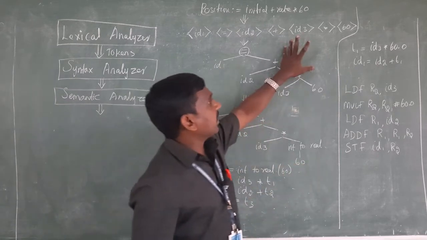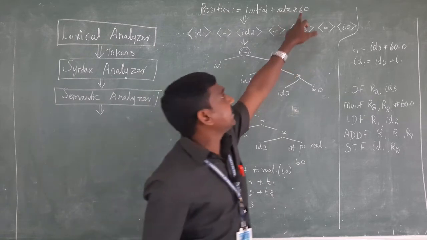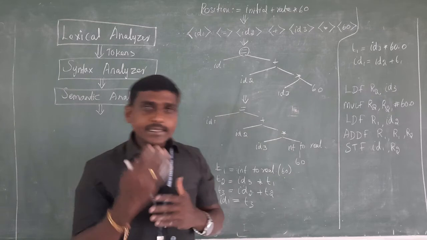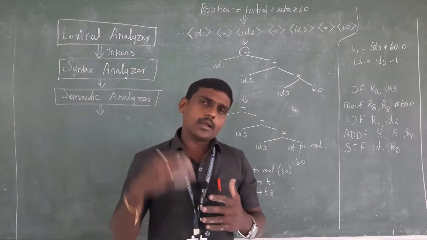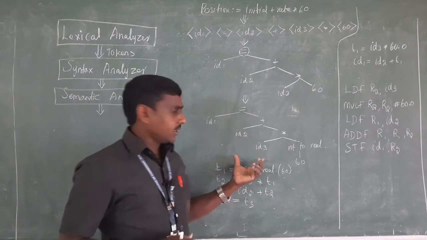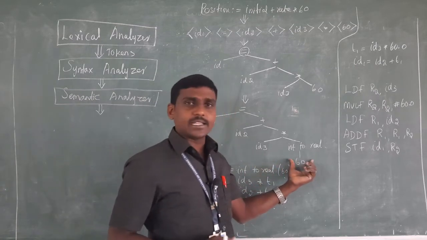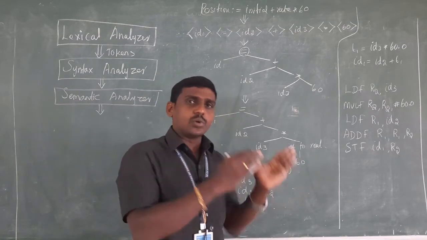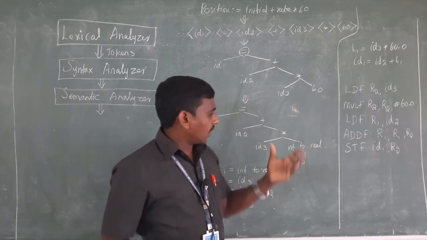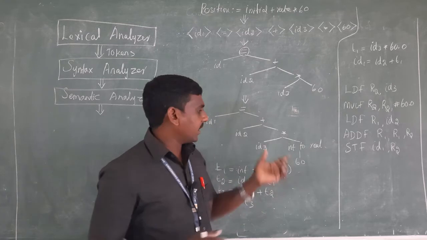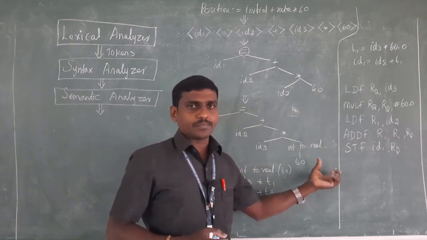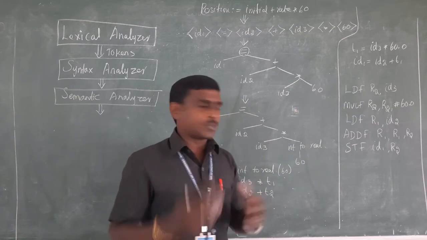See, in these lines of code, 60 is a constant number, but the compiler doesn't know whether 60 is an integer, real, or float. So in the semantic analyzer phase, this 60 is normally converted into a real number. Normally, a default compiler always converts an integer into a real number. So the conversion is performed here.